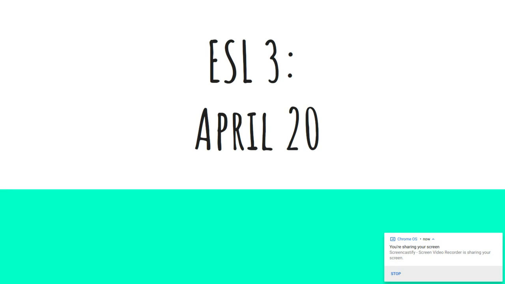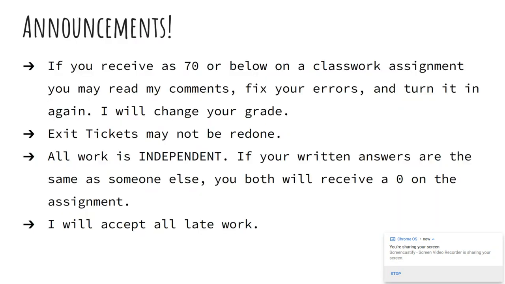Before we get into today's lesson, I want to do some announcements. We've been doing distance learning for 2 weeks, so here's some things to keep in mind. If you receive a 70 or below on a classwork assignment, you can read my comments, fix your errors, and turn it in again. I will change your grade. My goal is for you to see the mistakes that you're making and learn from them. Exit tickets, though, will not be redone. So once you've sent me an exit ticket, that's it. That's going to be your grade.